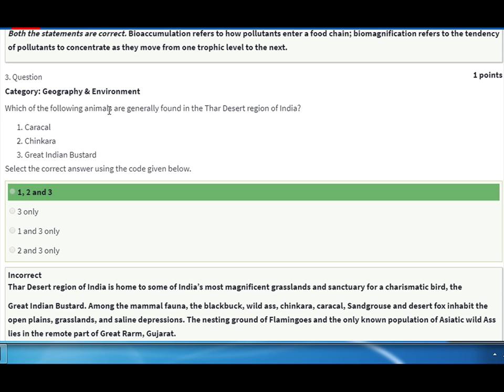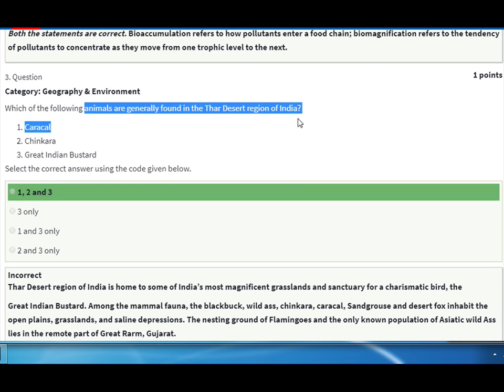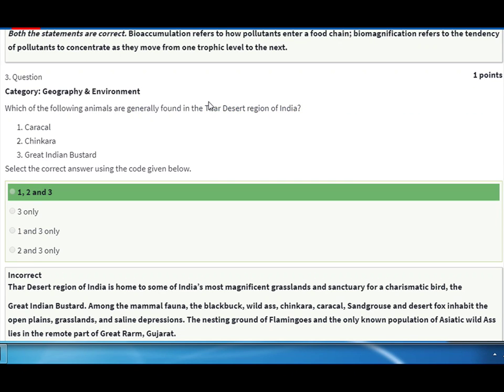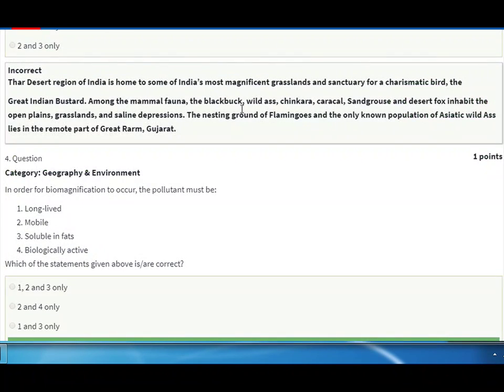Which of the following animals are generally found in the Thar desert region of India? Mainly caracal, chinkara and great Indian bustard are found in the Thar desert region of India.